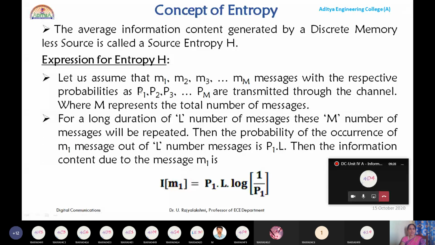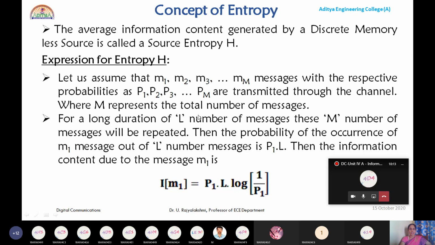Now P1 is the probability of the message m1, P2 is the probability of the individual message m2, and like that P suffix M is the probability of the individual message m suffix capital M. But you know that a sequence is a combination of either symbols or messages. Here we have defined messages. In general, a sequence is a combination of a certain number of symbols or messages, and remember that each message is once again a group of some bits.